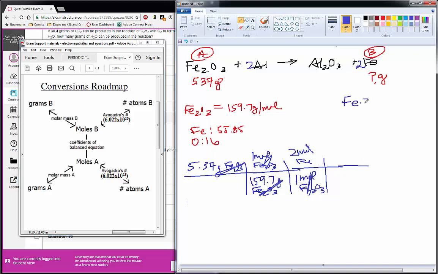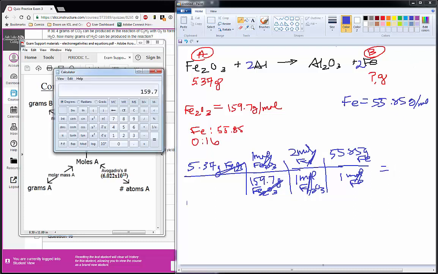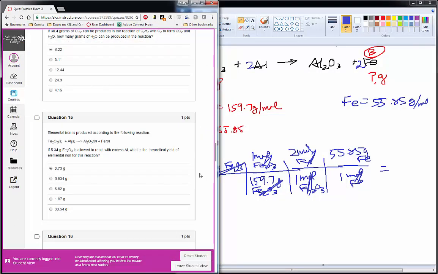So let's put this here. We have 55.85 grams of Fe for every 1 mole of Fe, moles of Fe cancels. And I can plug this in. 5.34 divided by 159.7. Multiply that by 2. Multiply that by 55.85. We see that I should get 3.735 grams of Fe. That's it.